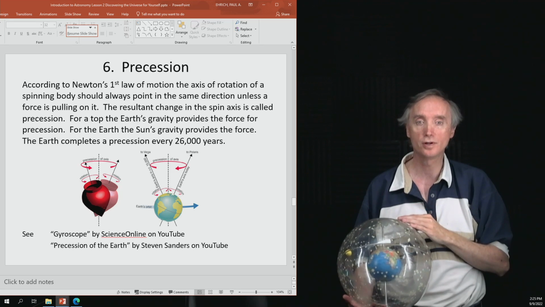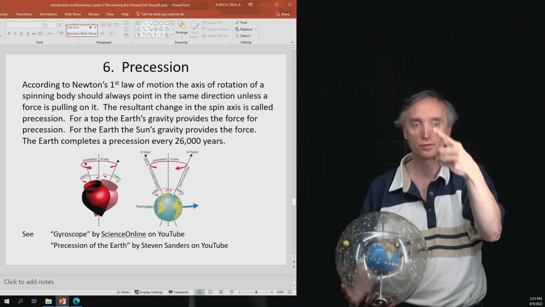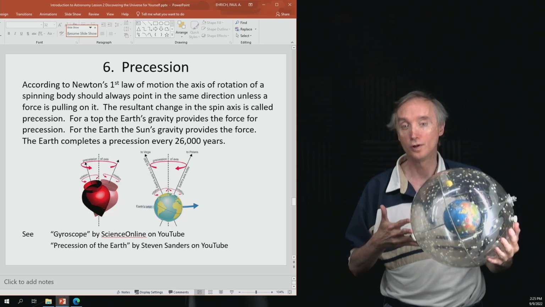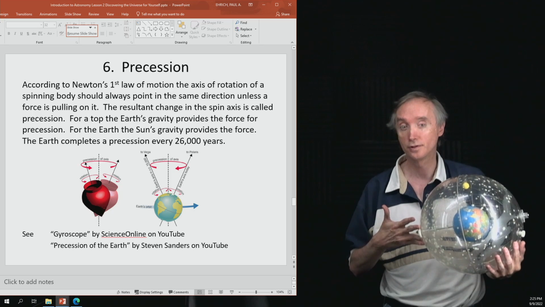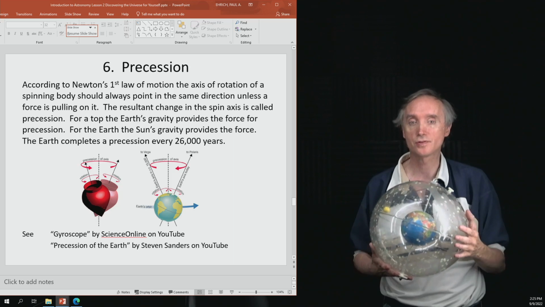Well, how fast was the gyroscope spinning? Well, maybe once every second. How fast is the Earth rotating? Once every 24 hours. So that's one of the reasons why the Earth precesses so slowly.